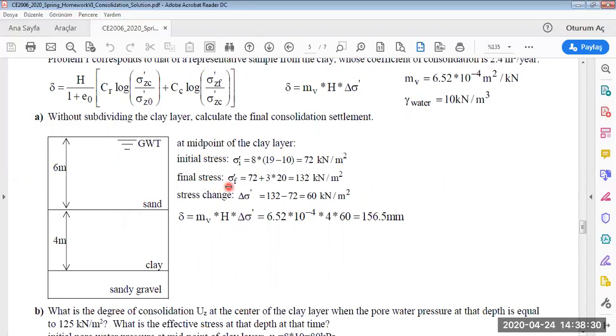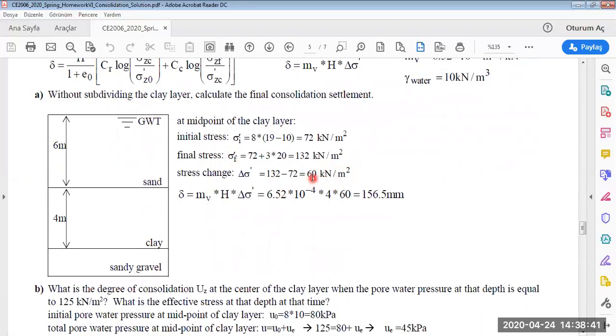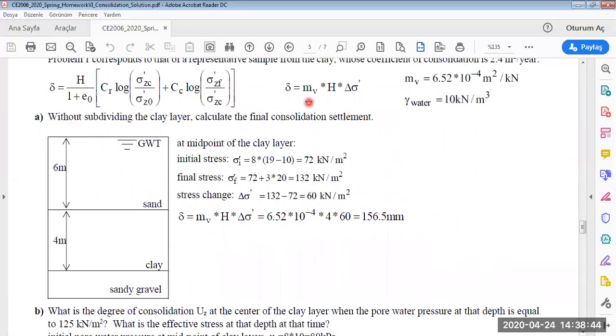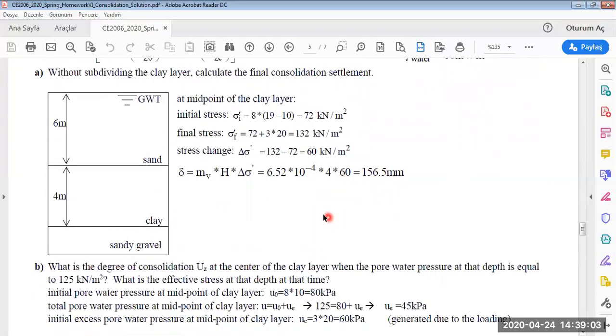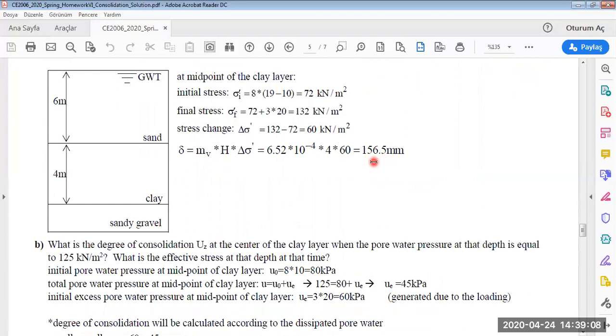And this is the final stress. How do we calculate this? This is the amount of fill placed onto this soil profile. Stress change is 60 kilopascal. As you see in this formula, we are going to use this formulation, and we will use the stress change. And this is the coefficient of volume compressibility. Here, the settlements are in terms of millimeter.